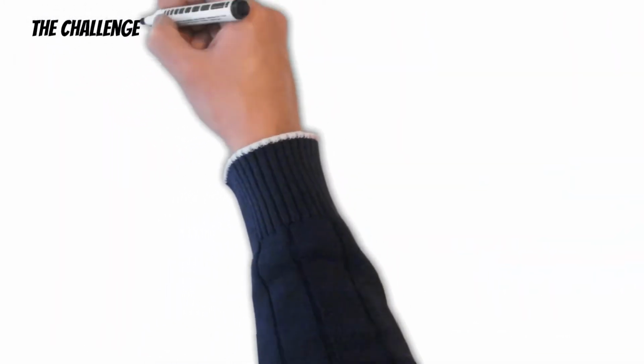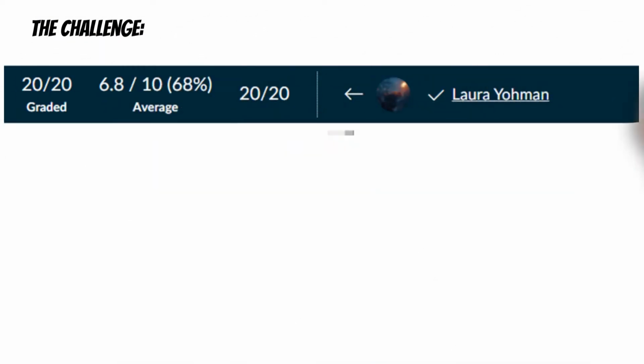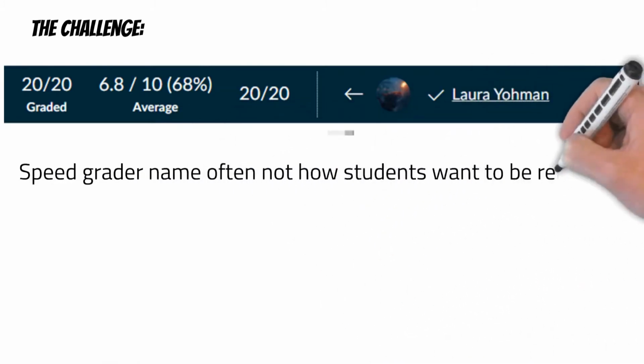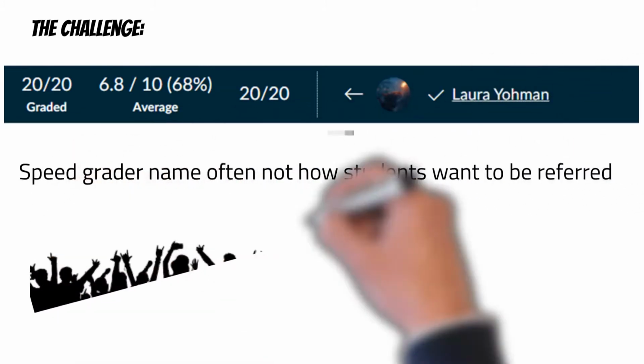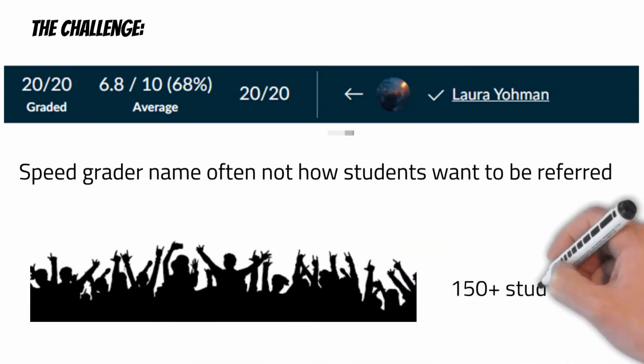Thank you. I love using SpeedGrader to grade homework. I think it's a highly efficient tool. The only problem with it is that the name that the system presents to you is often not the name the student wants you to refer to them as. With over 150 students this semester, there is no way I can remember individual preference without some type of guide or help.